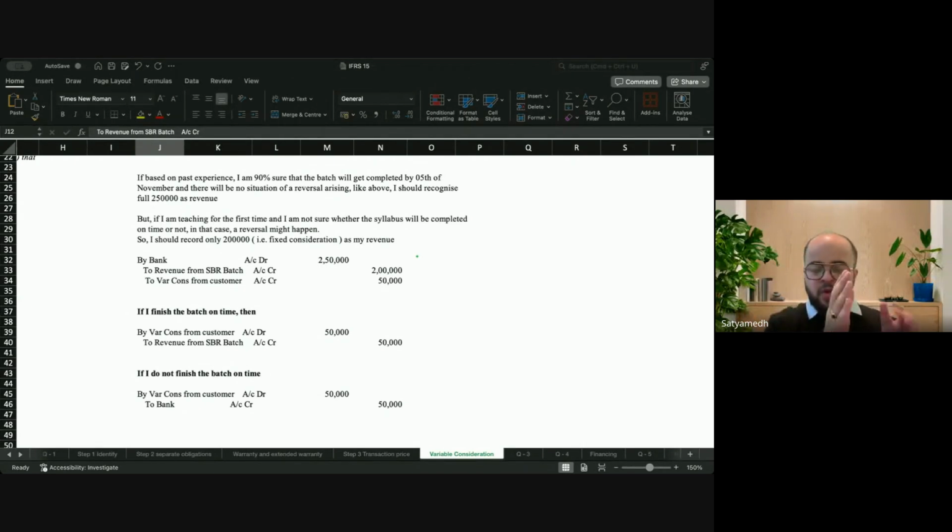Okay, so on the variable consideration part, any questions that you guys have, please let me know. Any questions whatsoever on the variable consideration bit? I'm sure you have seen this in your CA final, in your ACCA, everywhere. But if there are any questions, more than happy to address them right now.